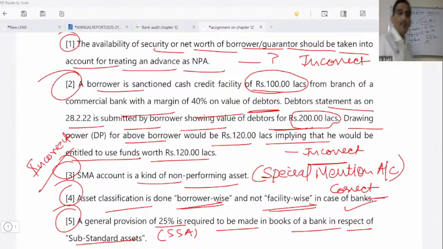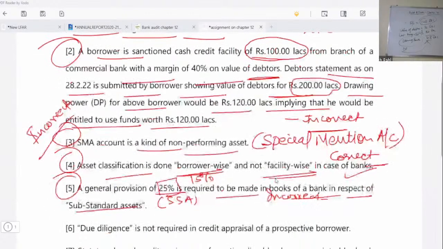Yes, many of you have answered correctly. The correct percentage is 15%. So this statement is incorrect. In case of SSA, 15% provision is required to be made.